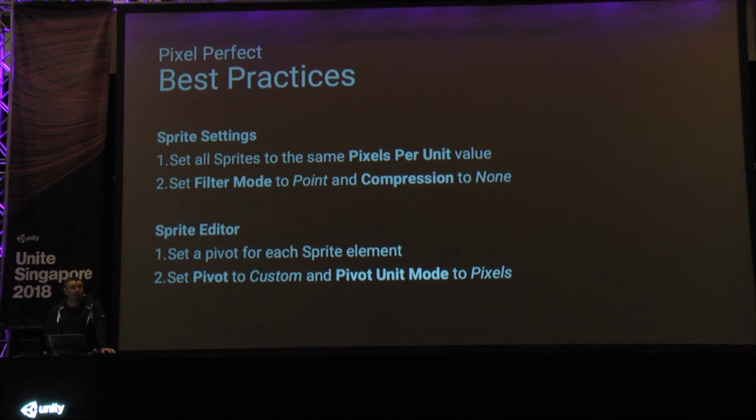You want to set filter mode to point, because that's going to help you out, right? You don't have all of that bleeding. Compression to none is a good idea as well. In the sprite editor, we've added a pivot unit mode so that you can set up the pivot for each of your sprite elements. We've added a pivot unit mode for pixels, right? So you can have your pivot on a pixel, right? So that's a really good thing to have when you're trying to stay pixel perfect.